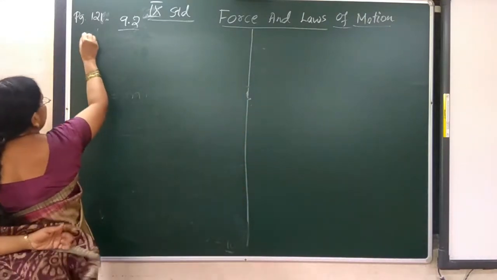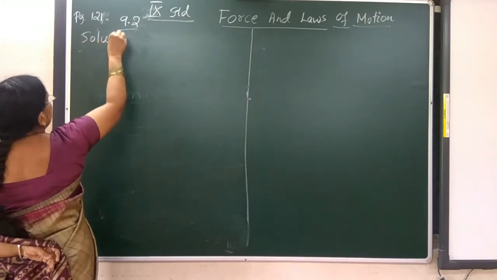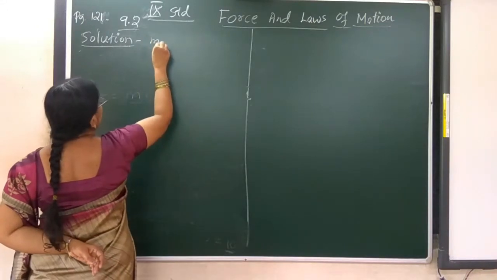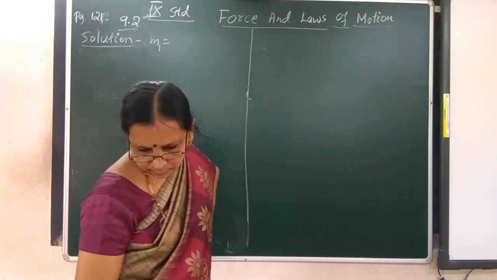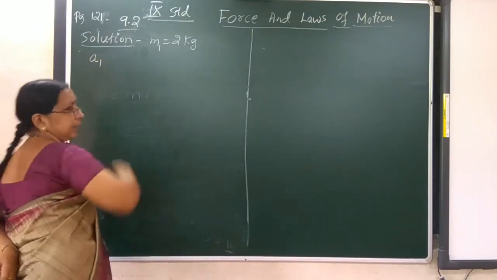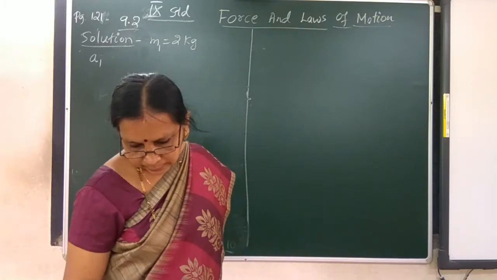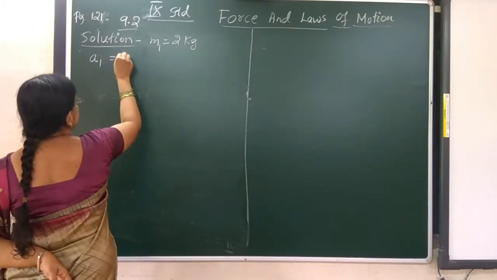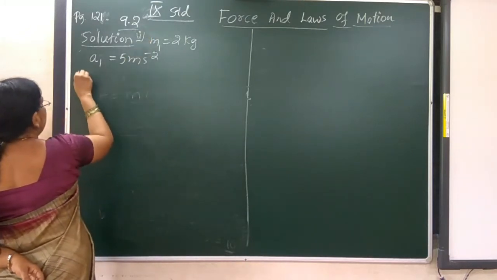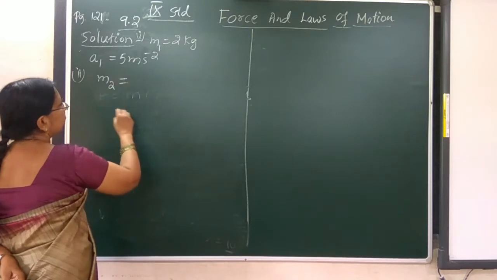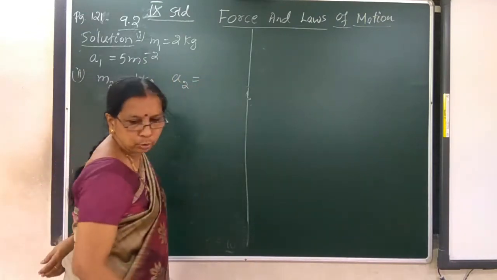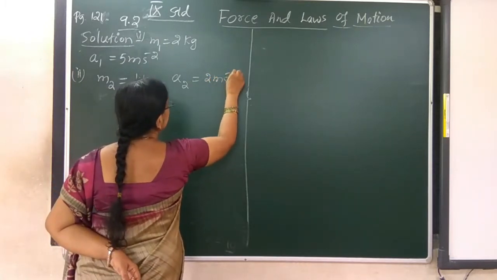So let us write what is given here. Let us consider for the first object m1 is equal to 2 kg, sorry children, and acceleration a1 for the first object is 5 meter per second square. Now for the second object, m2 is equal to 4 kg and a2 is equal to 2 meter per second square.